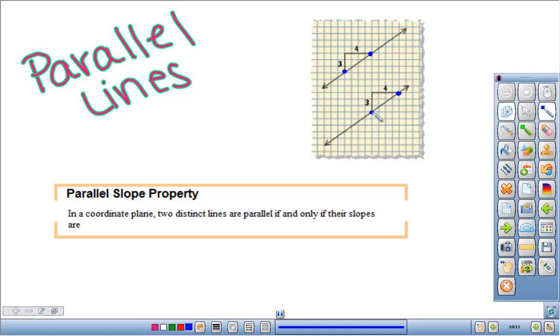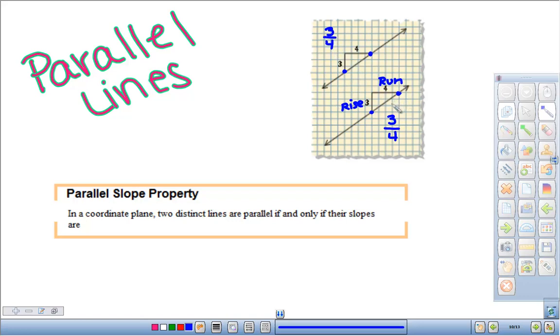So when I count rise, I'm going up 1, 2, 3. And my run, 1, 2, 3, 4. So the slope of this line is 3 over 4, rise over run. And this second line has the same rise and the same run. So the slope is also 3 over 4.